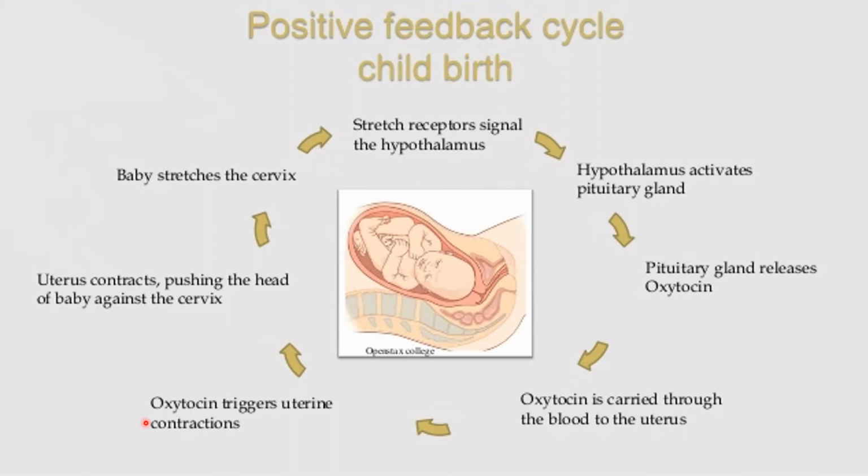As you can see here, the difference between a positive feedback loop and a negative is going to be that the positive feedback loop kind of amplifies the effect. So as the oxytocin triggers the uterine contractions, they then push the baby's head back against the cervix, and then the cycle continues until the baby is born, and then the human body goes back to its state of homeostasis. This is how feedback loops work to maintain homeostasis in the human body.